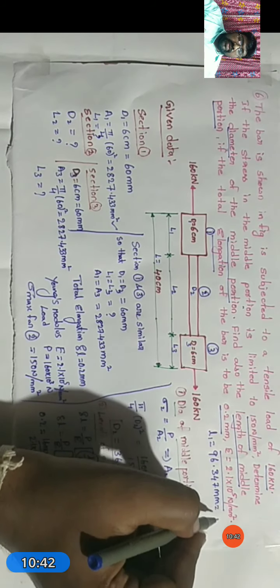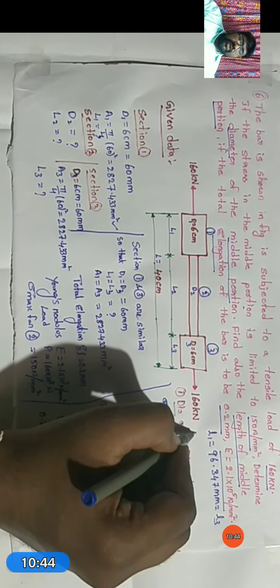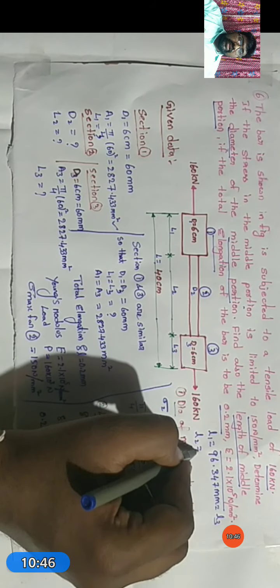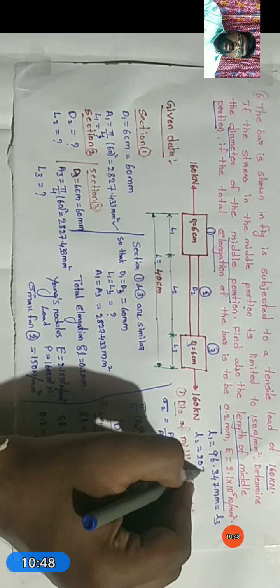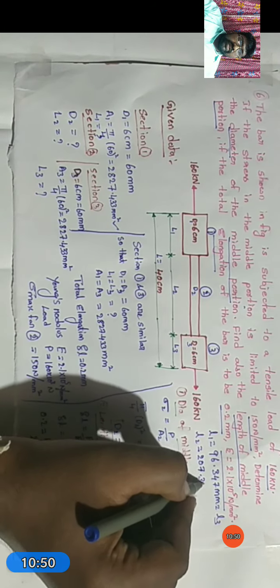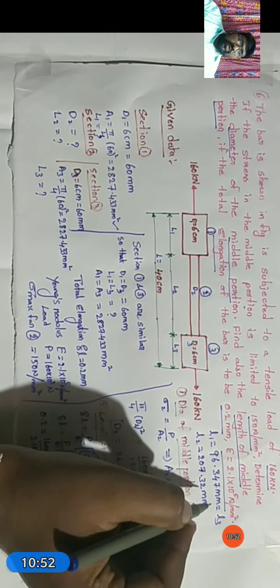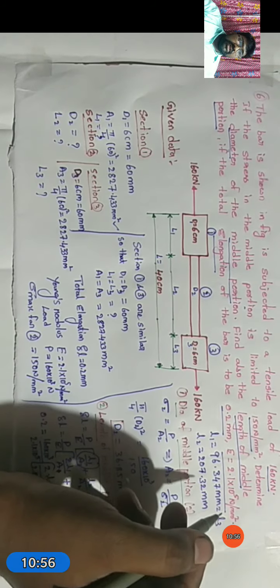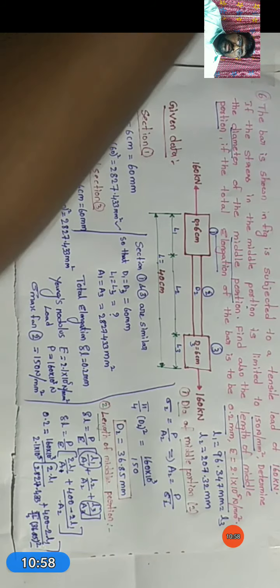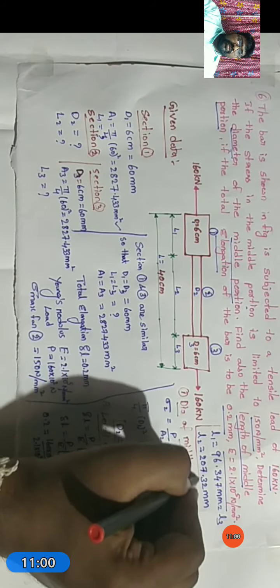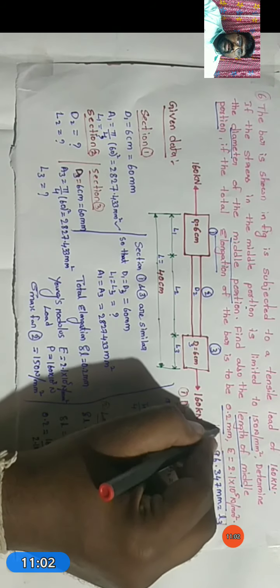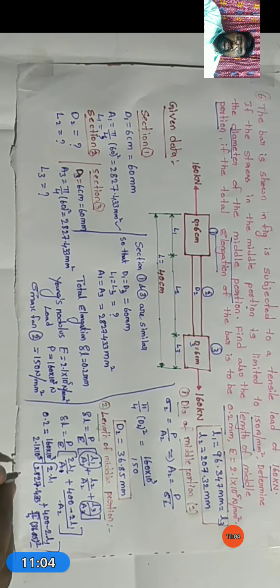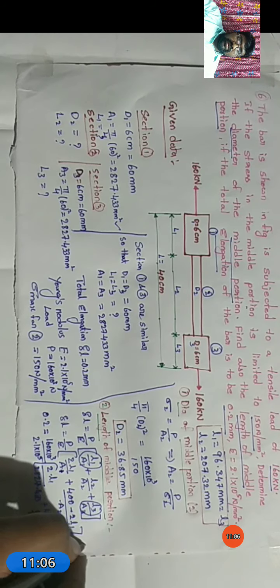96.347 millimeters. By using this L1 we can calculate L2, that is 400 minus 2 L1. By simplifying that equation, we got L2 as 207.32 millimeters. It is the required length of the middle portion.